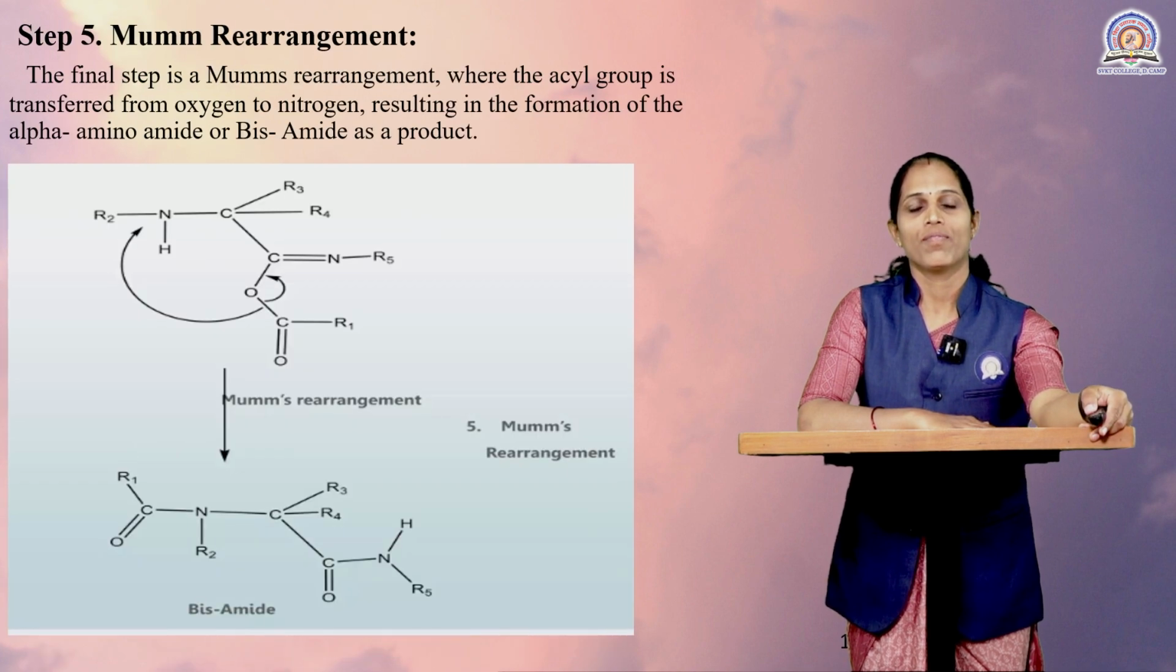In step 5, the Mumm rearrangement. The final step in the Ugi reaction is the Mumm rearrangement, where the acyl group is transferred from oxygen to the nitrogen, resulting in the formation of the alpha amino acid or a bis amide as a product. See the reaction mechanism.